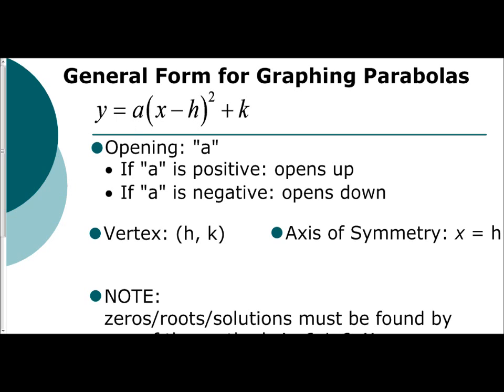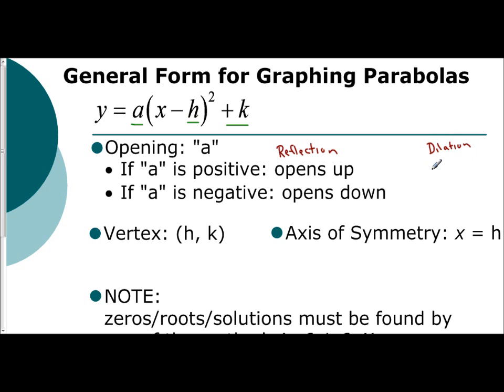Now, each value of a, h, and k has a specific effect on the transformation of the graph. Your a value determines if the graph is going to be opening upwards or downwards. If a is positive, it's going to open upwards. If it's negative, it's going to open downwards. Remember also, that idea of opening up, opening down, is your idea of reflection. A also affects the size of the graph, which we call the dilation.